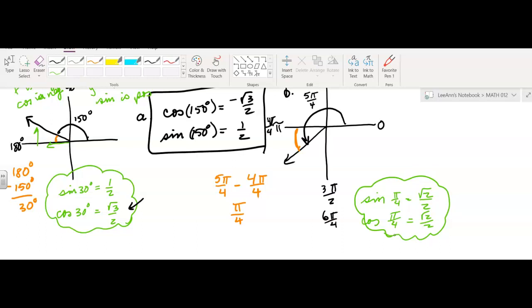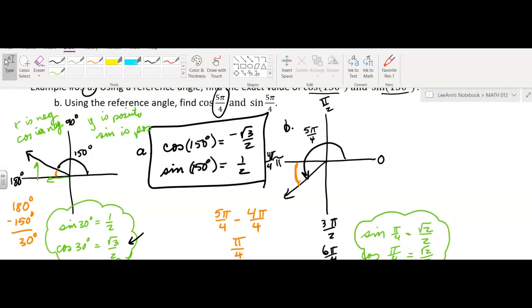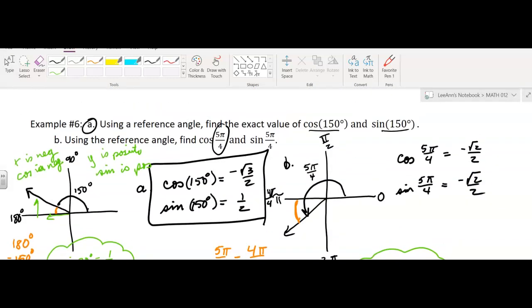And so now what I want to do is write out the cosine and the sine of 5 pi over 4. So cosine of 5 pi over 4, which they didn't put parentheses around, that was their choice. Now I'm in the third quadrant, so what's negative? Both are negative, right? So negative square root 2 over 2, and sine of 5 pi over 4 is also negative square root 2 over 2. You're in the third quadrant, so they're both negative.